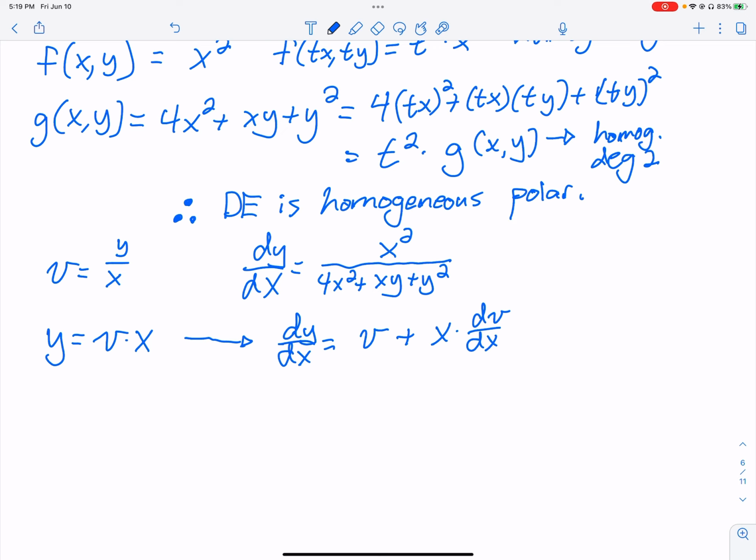So now what I do, if you notice, I have that equation above. I can just replace the left side with this. So I get v plus x times dv dx equals, and then I replace anything that has an x squared in it, we replace.